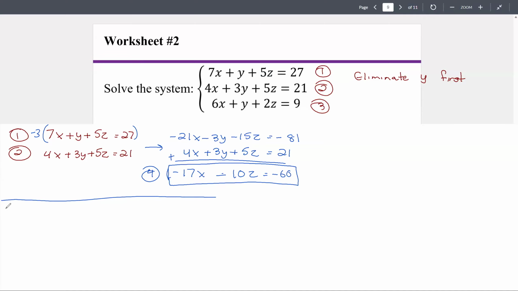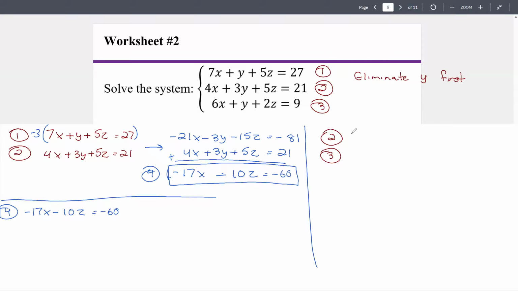Since I'm going to use it here in a second, we'll put 4 back down here. So we got an equation in 2 variables. Now I just want to make sure that I get another equation in the variables of x and z. So I'm going to use 2 and 3. Because I always used 1 and 2, I have to use 1 and 3 or 2 and 3.